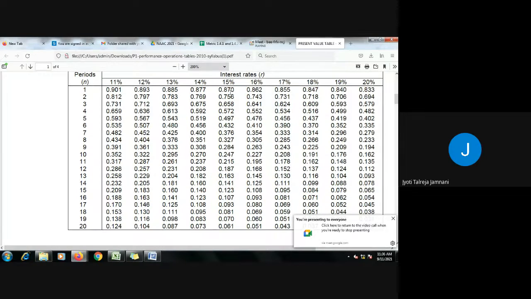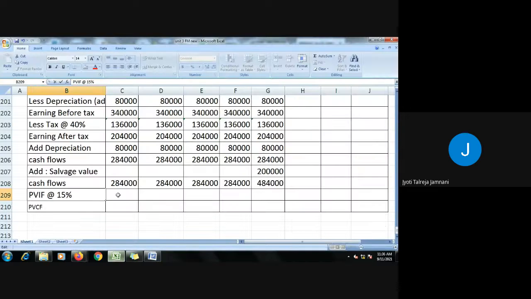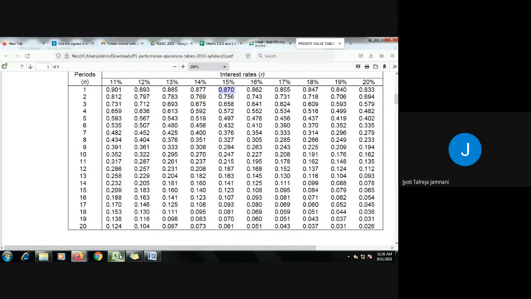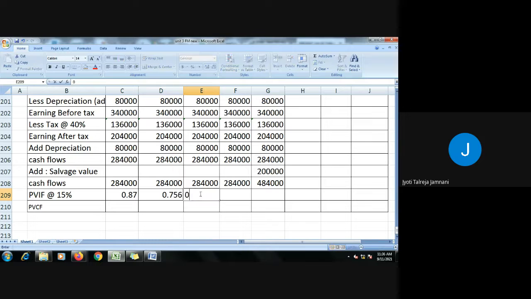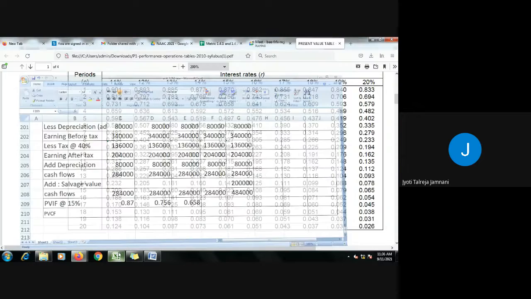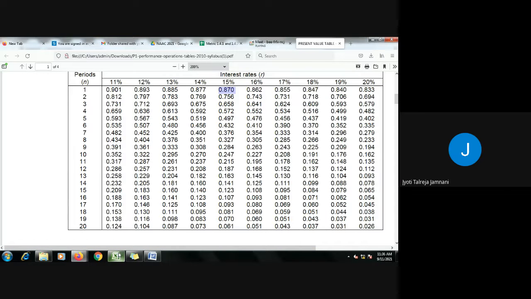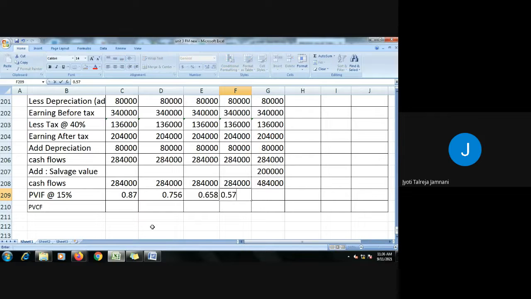First year it is 0.870, then 0.756, 0.658, 0.572 and 0.497. Now we can find the present value interest factor, which is nothing but cash flows into the present value interest factor table value.